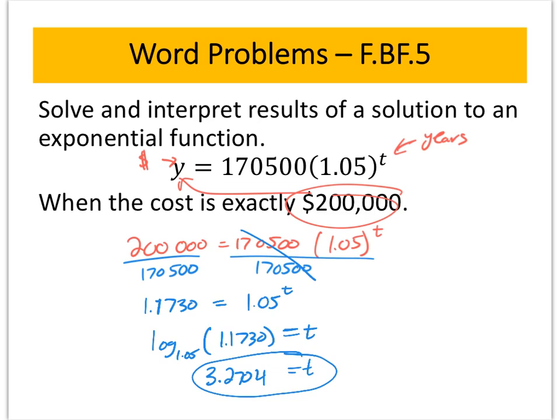All right. What does this 3.2704 mean? It means the years until price is $200,000. All right. Keep practicing. Good luck. This is really just an exercise of substituting the value you're interested in into the y value, and then using logarithms to solve for the unknown. Thanks for watching.